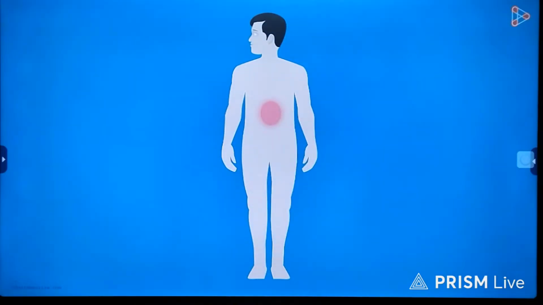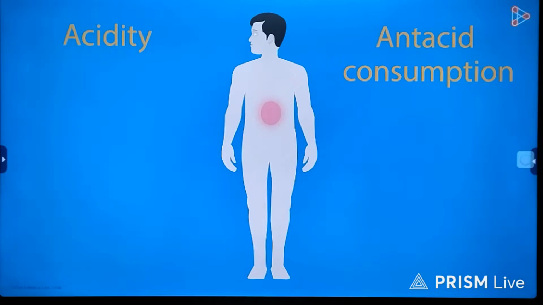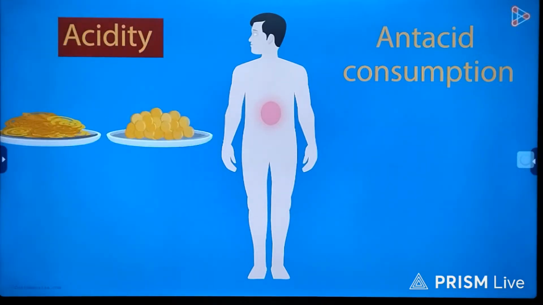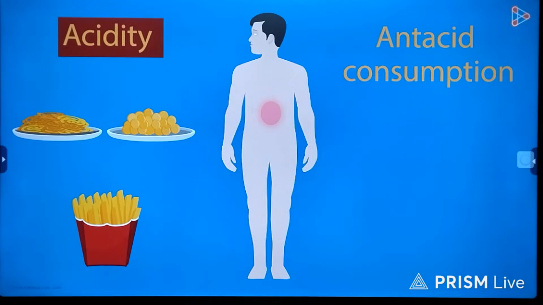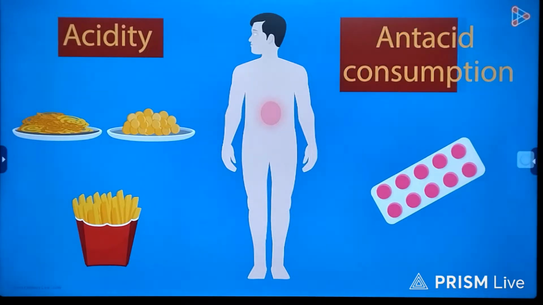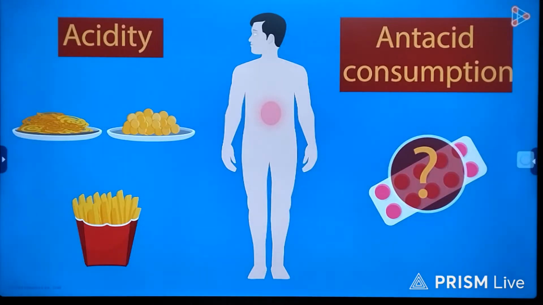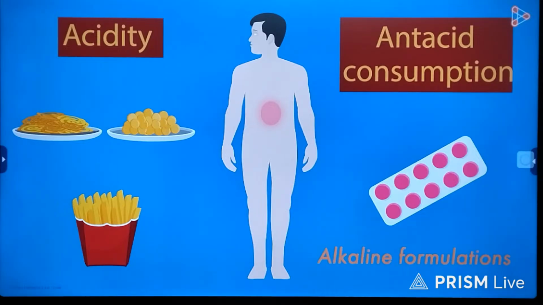Lastly, the most common example to study neutralization in the human body is that of acidity and antacid consumption. We have always come across people complaining about acidity after consuming heavy and oily food. In such cases, they take an antacid. What is an antacid, by the way? Antacids are simply formulations which are highly alkaline by nature. So, how do they work when consumed?